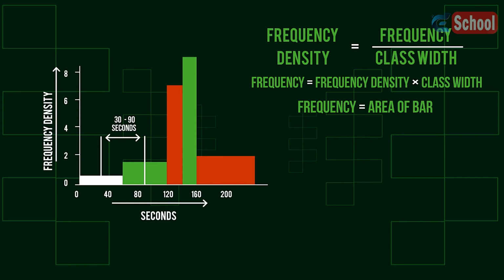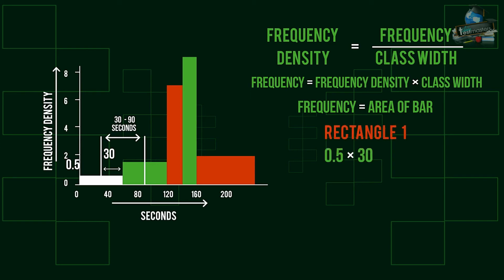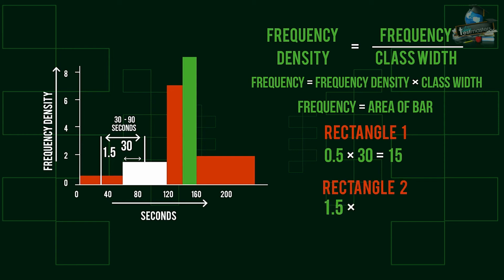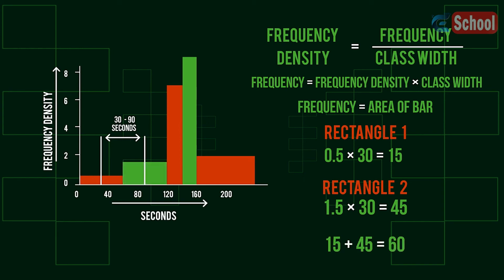Rectangle 1 has a height of 0.5 and a width of 30, because the bar's width is 30 seconds to 60 seconds. Multiplying these tells us there are 15 people in rectangle 1 between 30 and 60 seconds. Rectangle 2 has a height of 1.5 and also a width of 30 seconds, from 60 seconds to 90 seconds. 1.5 multiplied by 30 equals 45 people, so in total there are 15 plus 45, giving an estimate of 60 people.